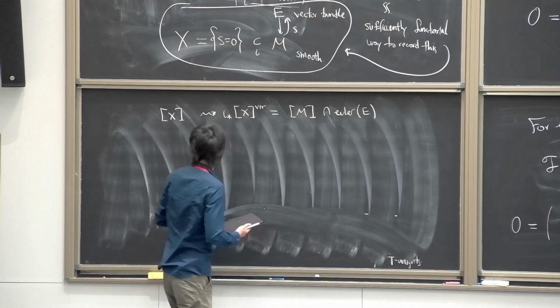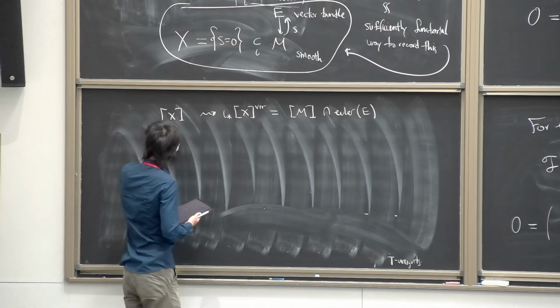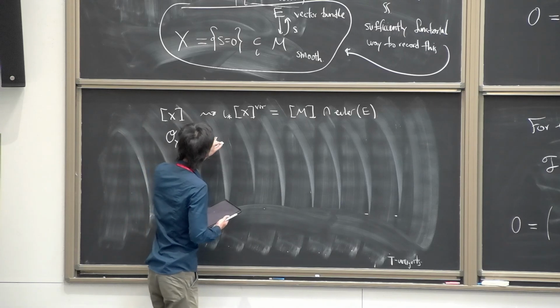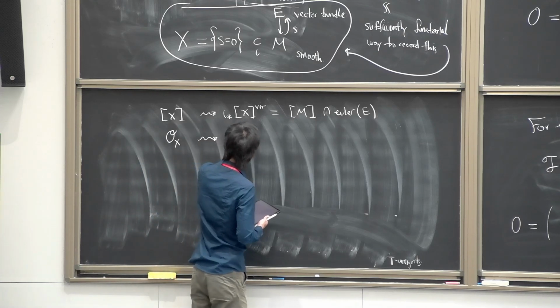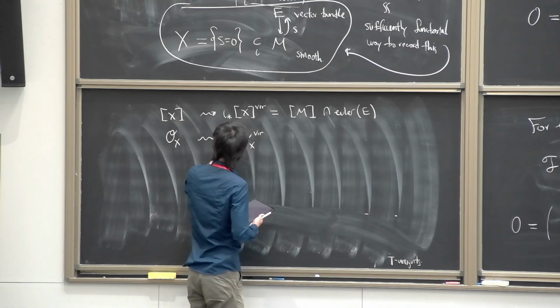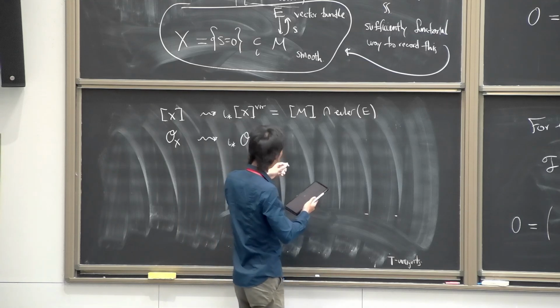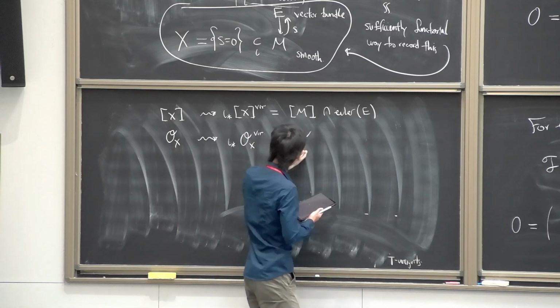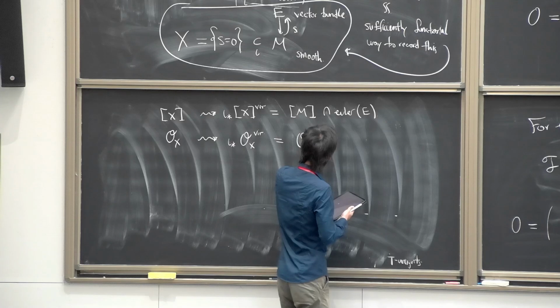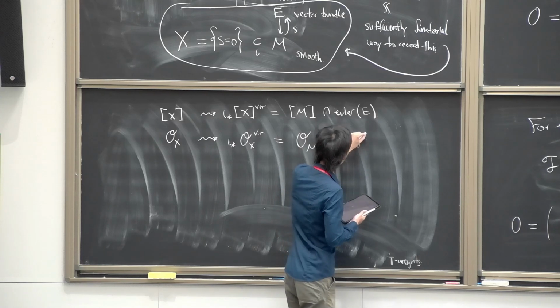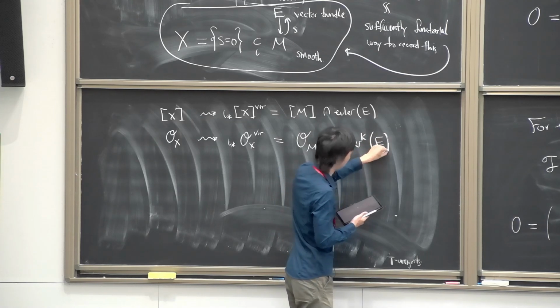So, and similarly, you can think about replacing the structure sheaf with the so-called virtual structure sheaf. And on the ambient smooth space M, this kind of looks like the structure sheaf of M capped with some K-theoretic Euler class of E.